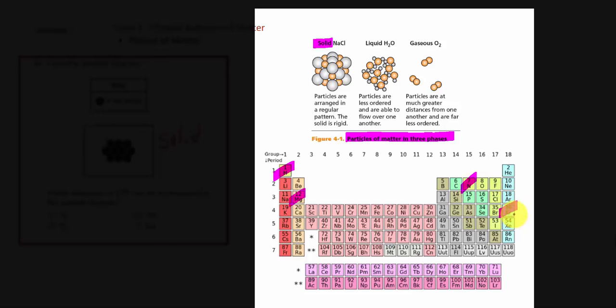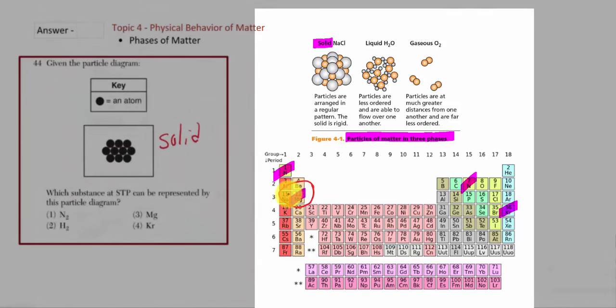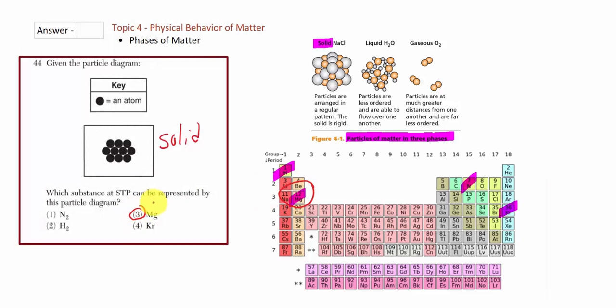We see that only one of those, that would be the magnesium, is located in a position on the periodic table where we would expect to find a solid material. So our answer is going to be magnesium. That's the only one of the 4 compounds listed that would actually be a solid at STP conditions.